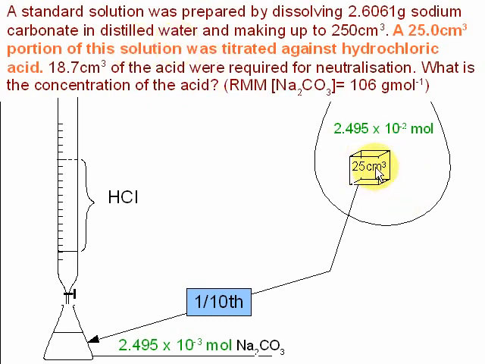25 cm cubed of the 250 cm cubed volumetric flask is 1/10. So we're going to take out 1/10 of the sodium carbonate. So this value here is times 10 to the minus 3, as opposed to that one, which is 10 to the minus 2. This is 1/10 of the amount of sodium carbonate. Sodium carbonate solution was titrated. Here's a titration apparatus against hydrochloric acid, and there's the hydrochloric acid we're going to react against.